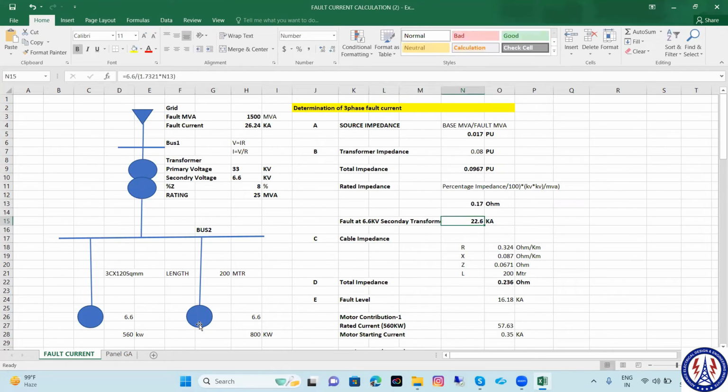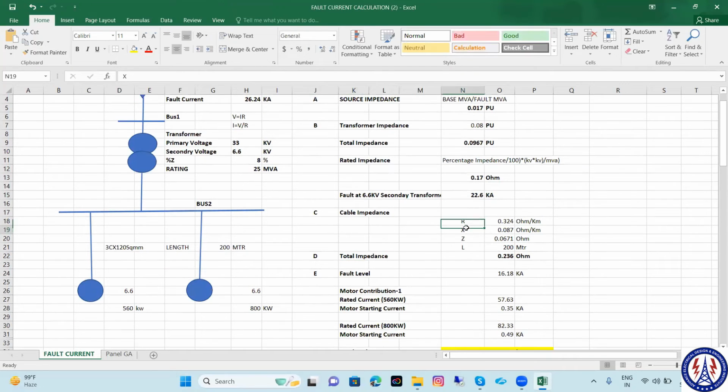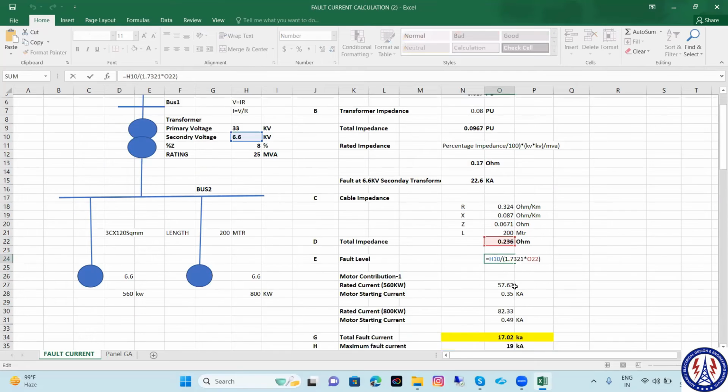Suppose I need to determine the fault at the motor terminal. In this impedance, I will add the cable impedance also. My cable has this R and X, and this is the length. So the total impedance will be the root of R square plus X square. This is the cable impedance. Now I will add this cable impedance to the source impedance plus transformer impedance. So the fault current at the motor terminal will be V upon root 3Z.